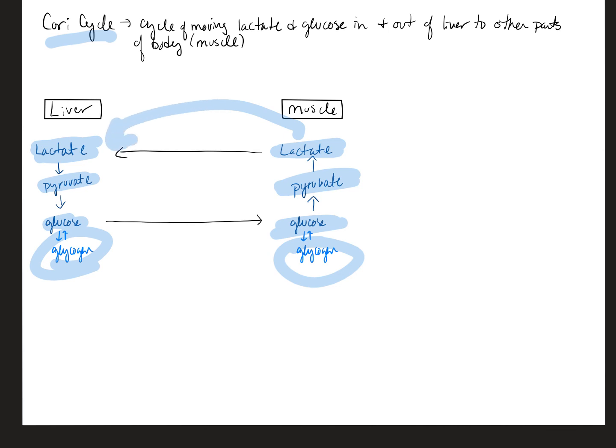So just because you produce lactate, it doesn't mean that you can't get energy out of it, and it can basically be recycled. Super cool. Your body doesn't like to waste anything. And that's the way it goes.